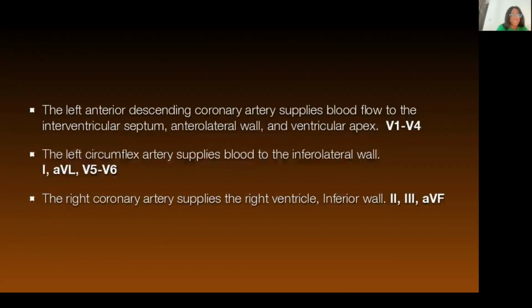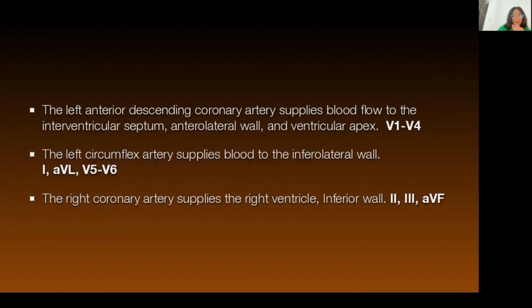So now here we have the ECG territories, okay? So you have to recall your anatomy for this segment. The left anterior descending coronary artery supplies the blood flow to the interventricular septum, to the anterolateral wall, and the ventricular apex. So we're talking about the leads V1 to V4, okay? And then the left circumflex artery supplies blood to the inferolateral wall, all right? So this is the lateral leads. Lead 1, aVL, V5 to V6. And the right coronary artery supplies the right ventricle, okay? These are the inferior leads, and this is leads 2, 3, and aVF, okay?